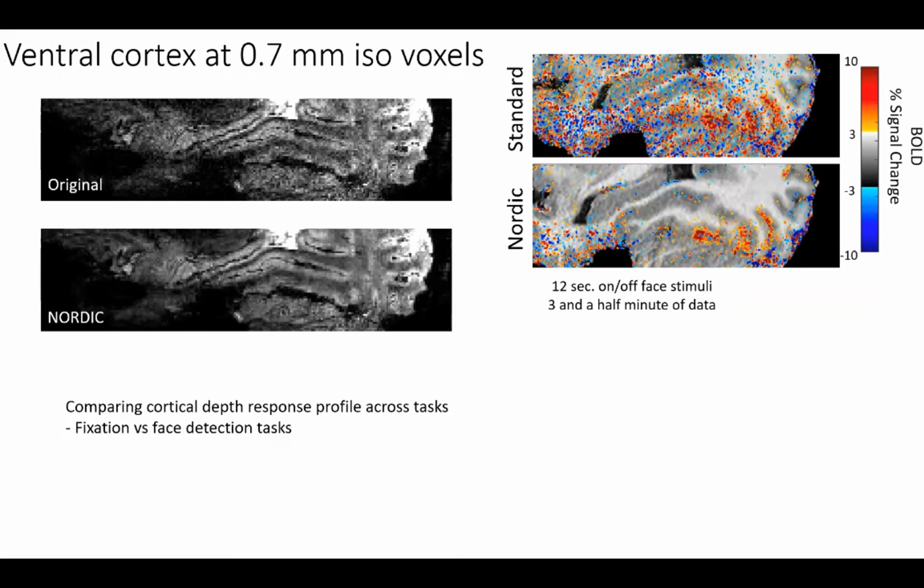Here is an example of just one run, 3.5 minutes of data. That's a block design with a face perception task in this case. And you can see how noisy and how much salt and pepper activation there is before NORDIC. Then all this goes away while the spatial pattern really remains in the FFA here, anterior FFA, posterior FFA, and then lower level regions.